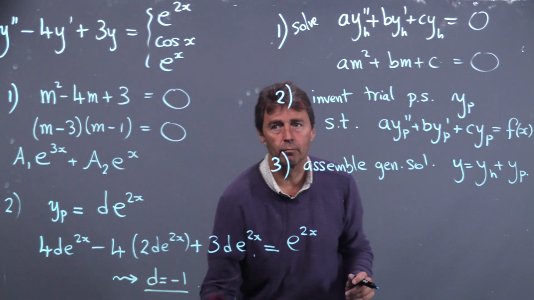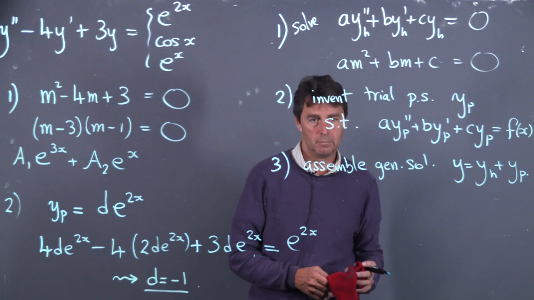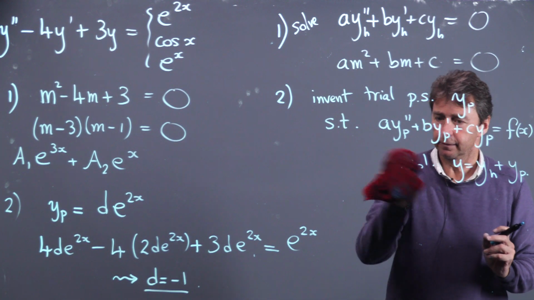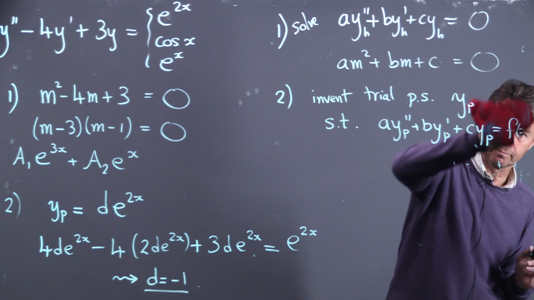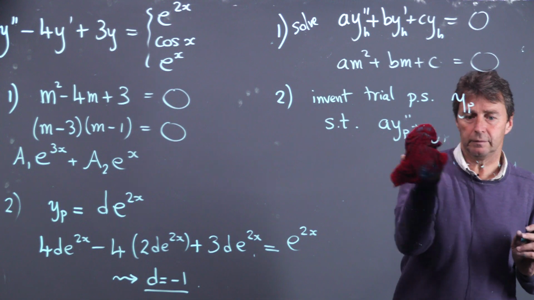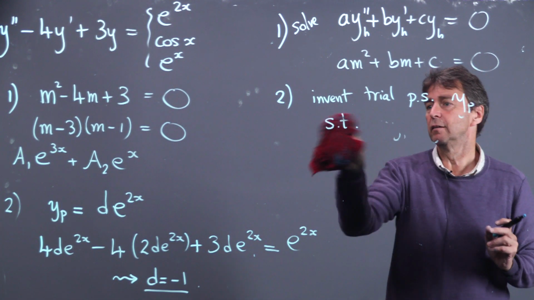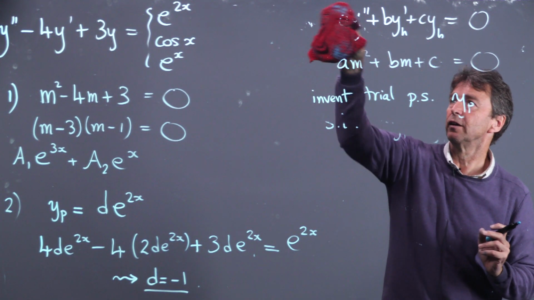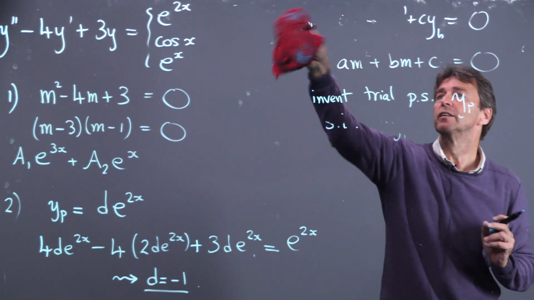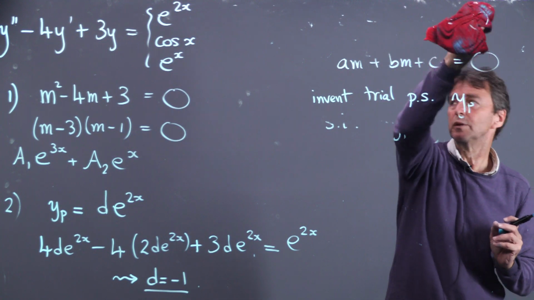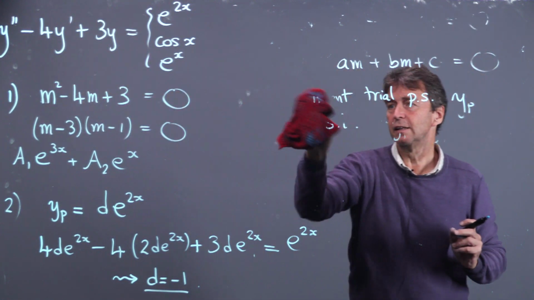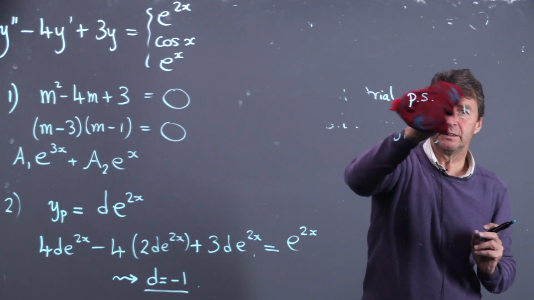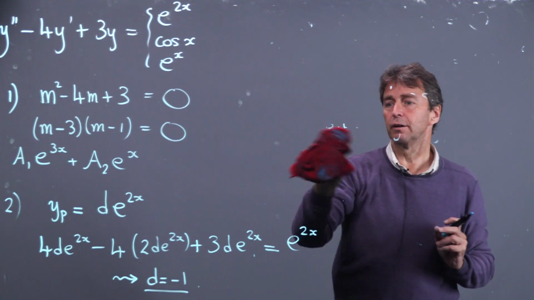Okay? So that's the rules, the recipe, and it worked perfectly fine in that example. Let's check out the next possible right-hand side. So now it's a cosine. When you have a cosine, a single derivative turns a cosine into a sine, which is awkward. We've got a first derivative term here, so that means that in all likelihood, for my trial particular solution, not only will I need a cosine, but I'm going to need a sine.